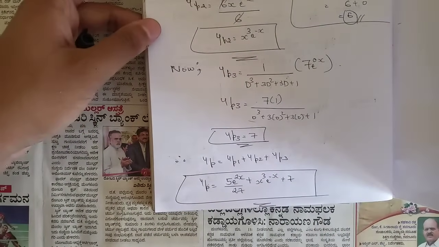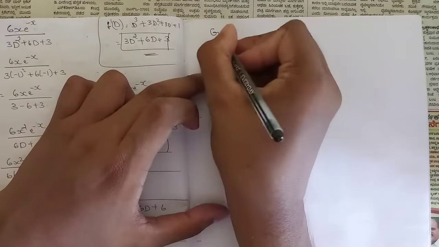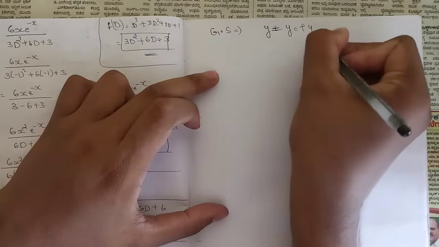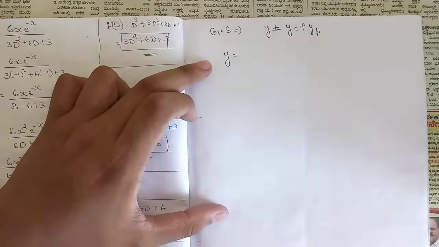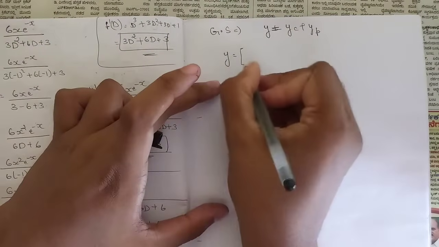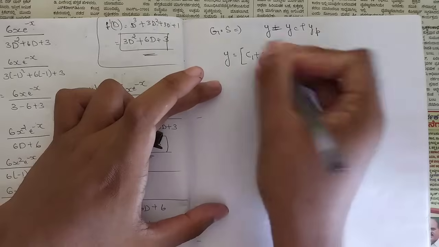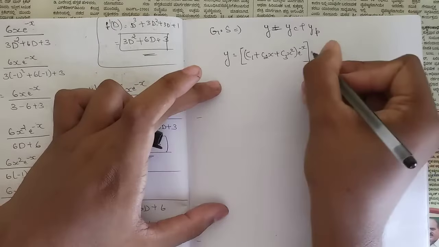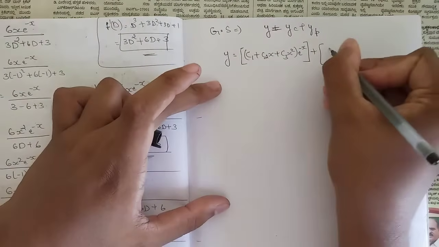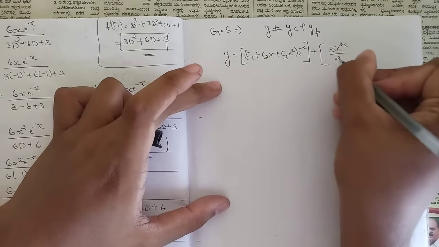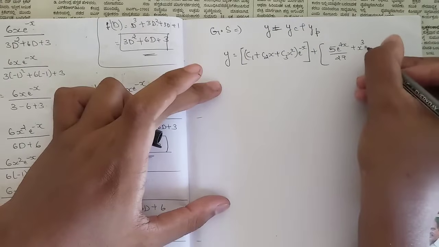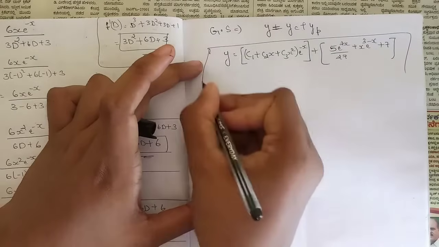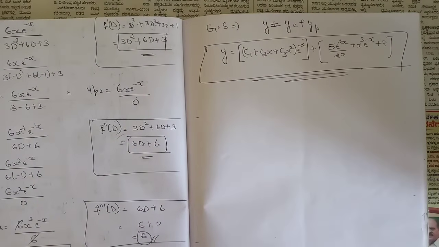So now we are going to write the general solution. So now general solution is given by y is equal to yc plus yp. Therefore y is equal to yc, what we have got, (c1 + c2x + c3x^2) e^(-x), plus the yp particular integral we got as 5e^(2x) by 27 plus x^3 e^(-x) plus 7. So this is the completion of this huge problem.